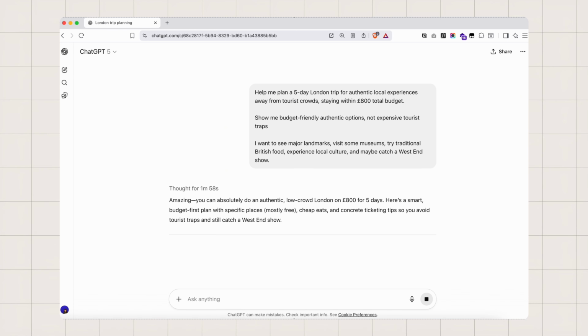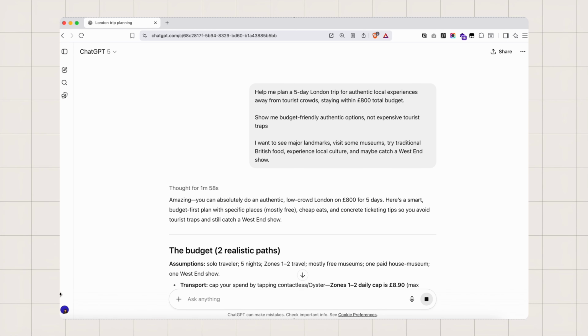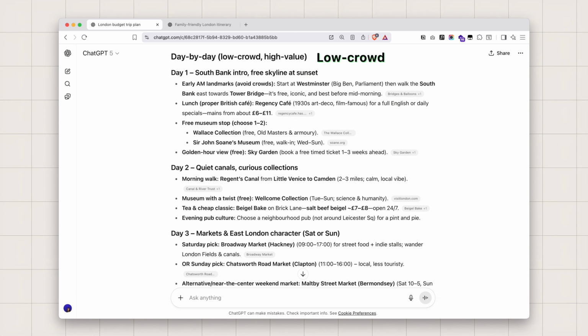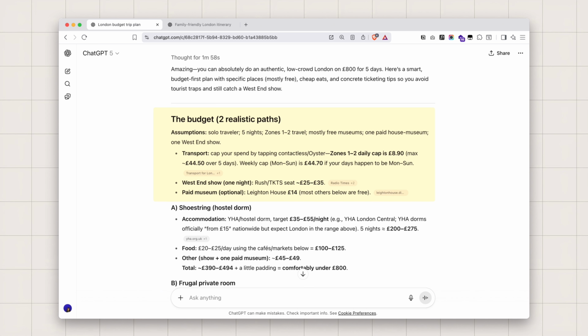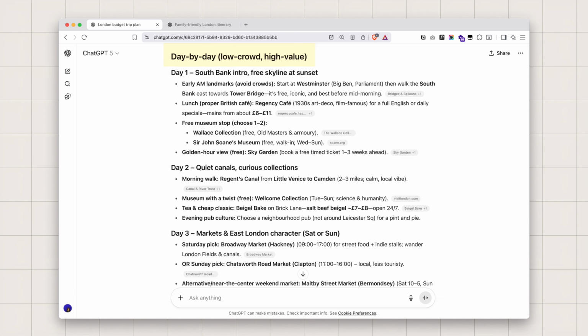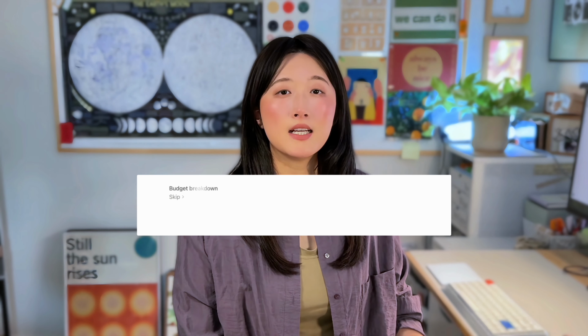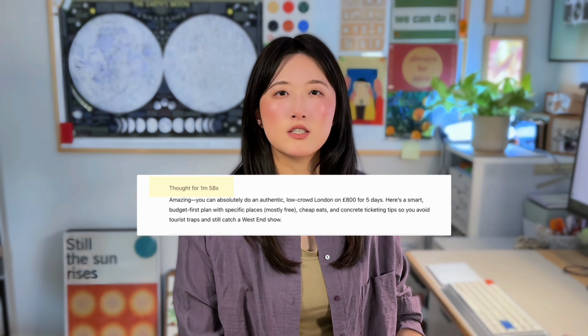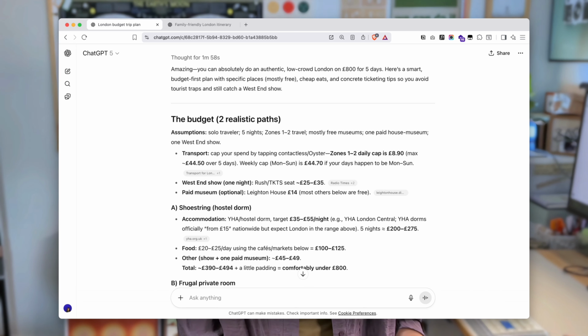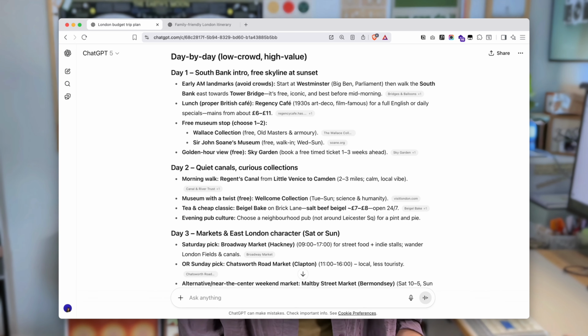ChatGPT's answers naturally clustered around those keywords: low budget, authentic, low crowd. It gives a breakdown of ticket costs, points you toward less crowded but high-value spots, even suggests affordable places to try classic British food. Because the frame is clear, the response feels tailored. And sure, it might take a little longer for ChatGPT to generate, since it's pulling in details and resources, but the quality of the answers goes way up. It ends up being a very detailed and useful answer.